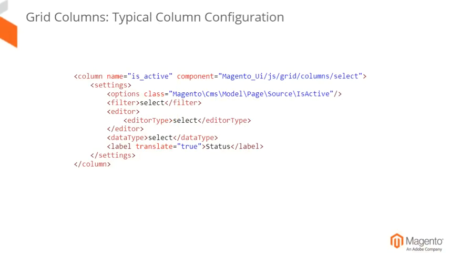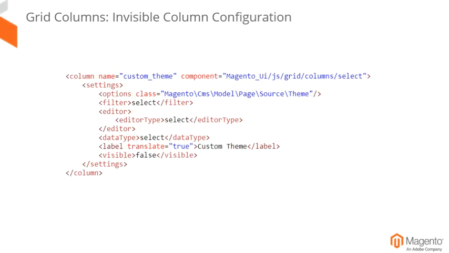This code displays an example of column configuration in the CMS module, cms_page_listing.xml. This column is of the type select, so you can specify options. The options are set in the Magento CMS model page source isActive class. You can also see that the component that renders this column is select.js.